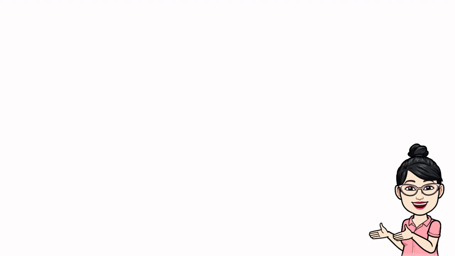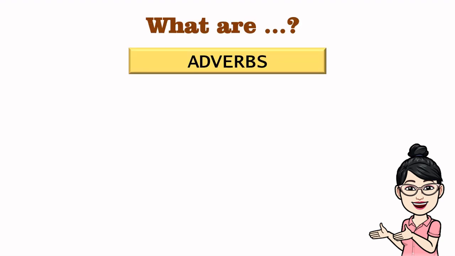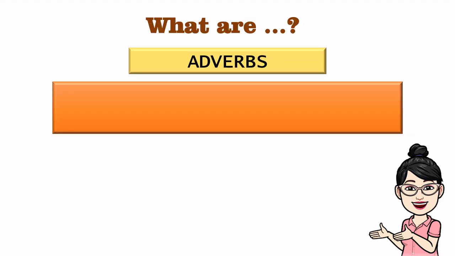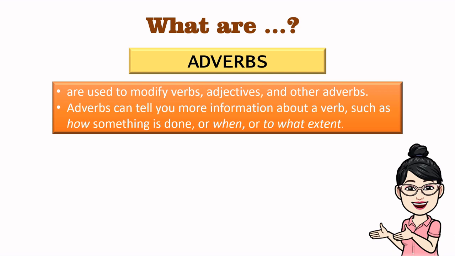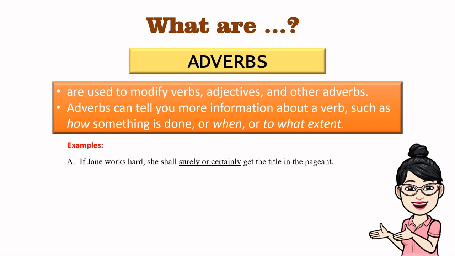Let's proceed to the modal adverbs, but first, let us talk about the meaning of adverbs alone. You probably remember that adverbs are used to modify verbs, adjectives, and other adverbs. Adverbs can tell you more information about a verb, such as how something is done, or when or to what extent. Some examples of adverbs used in sentences are: A.